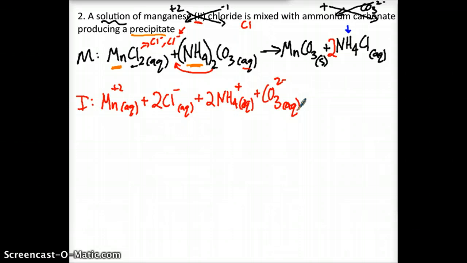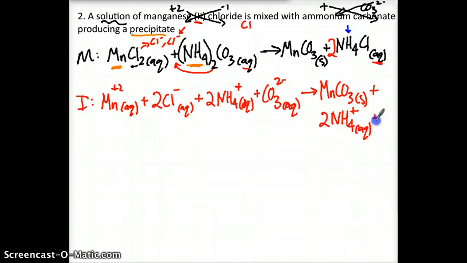Now what about my products? Can MnCO3, manganese 2 carbonate, be ionized? No, it's a solid. So we're just going to leave it as MnCO3 solid. I'm running a little bit out of room, but let's go ahead and do the last compound. Can it ionize? Yes, it's a solution. So I'm going to have 2 NH4 plus, aqueous, plus 2 Cl minus, aqueous. So there's my ionic equation.